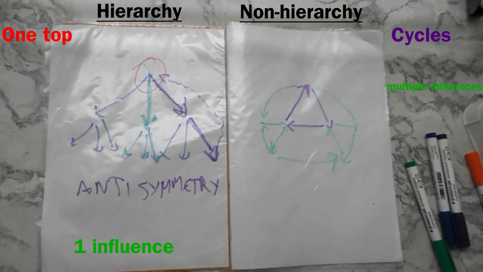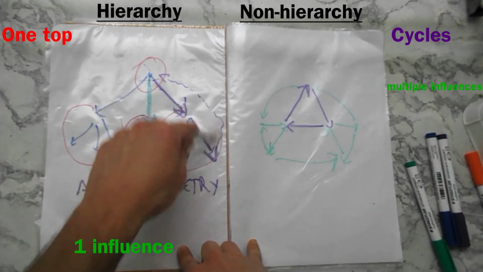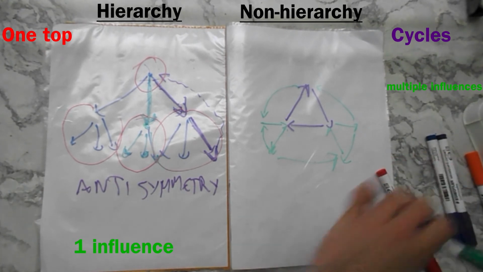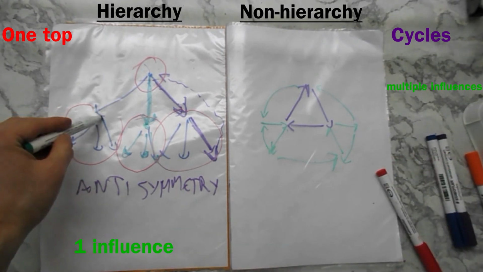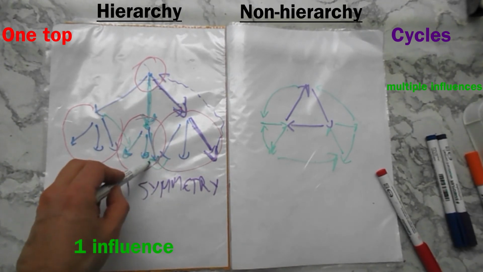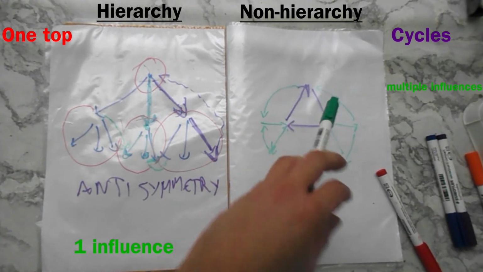What we also have in a hierarchy is clusters. Because these influences are always single, they form clusters. If there were multiple influences, for example, this element could influence this element, and this could influence that element, and then these clusters disappear. Here you don't really have clusters anymore.